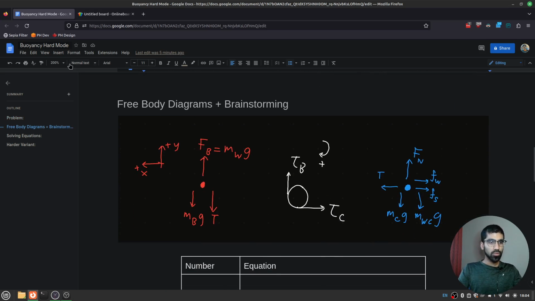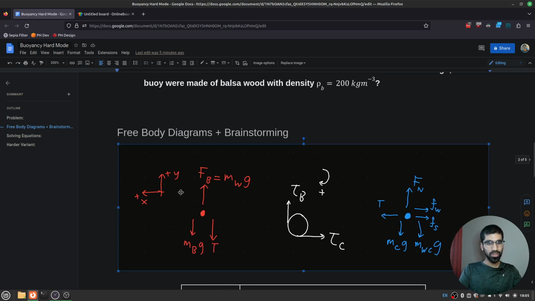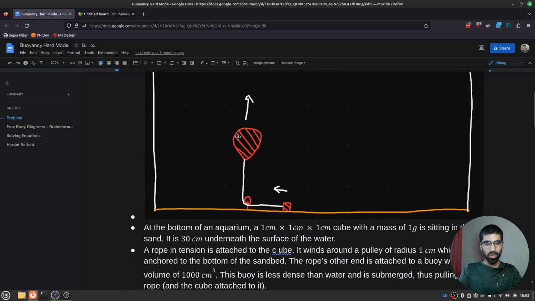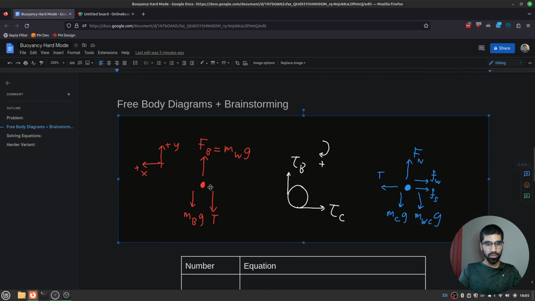So let me zoom in and try and explain this one thing at a time. Oh, we don't get any more zoomed in. Okay, so I'll just explain it as a whole. Let's focus on this red diagram first. This is for the buoy.